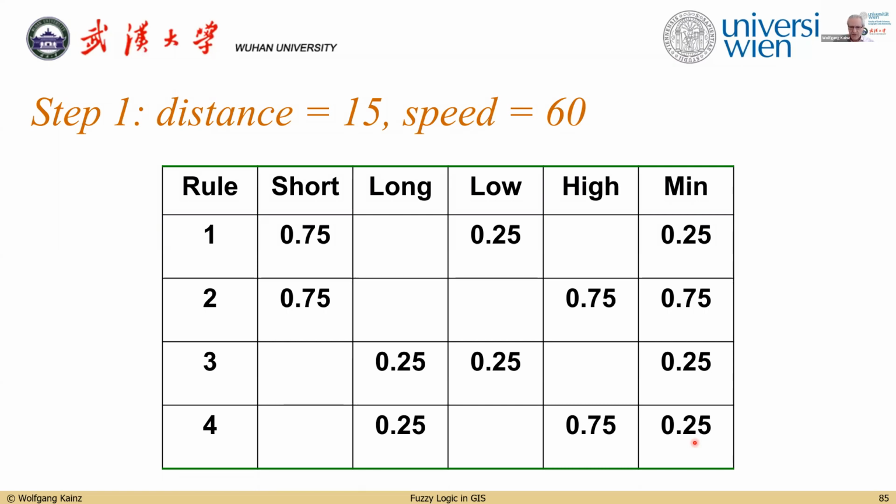Step number 1, you remember, is enter the given values into the premise variables of our rules for every rule and compute the minimum of these values for every rule. So we have 4 rules. For rule number 1, the minimum is 0.25. For rule number 2, the minimum is 0.75. For rule number 3, the minimum is 0.25. And for rule number 4, the minimum is also 0.25.